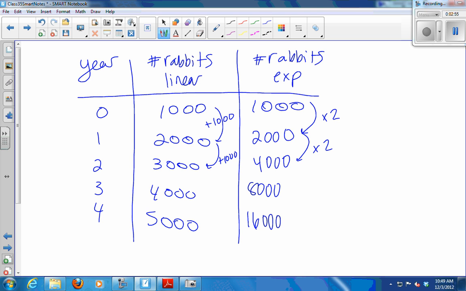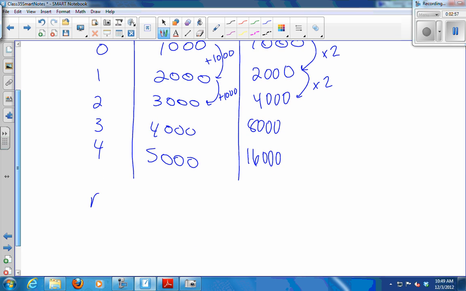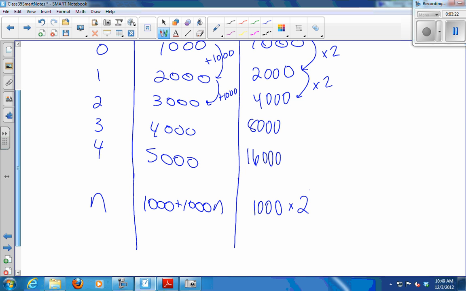So my equations for these two things, after n years, I would have 1,000 plus 1,000n, because I started with 1,000 and then I add 1,000 every year for n years. That's my linear equation. My exponential equation would be 1,000, because that's how much I started with. And then I'm going to double it over and over again. Multiplying by 2 over and over again, we represent by raising to the nth. That just means repeated multiplication. So we have 1,000 times 2 to the n as our exponential equation.